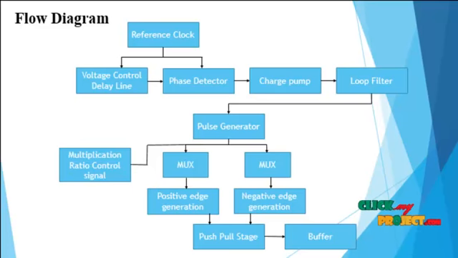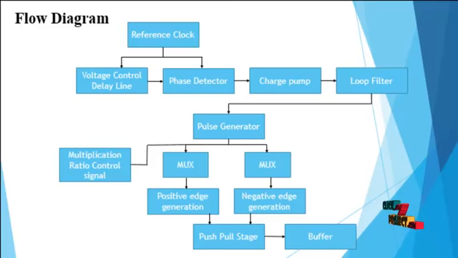The multiplication ratio control logic contains two multiplexers. They produce the positive edge generation and negative edge generation. This positive and negative edge generation is fully dependent on the multiplication ratio control signal. Changing the ratio control signal gives different edge generation outputs. This positive and negative edge generation output is directly applied to the high speed, highly reliable edge combiner.